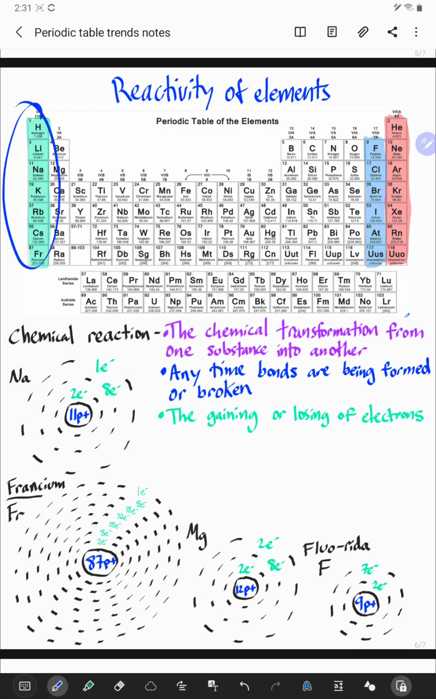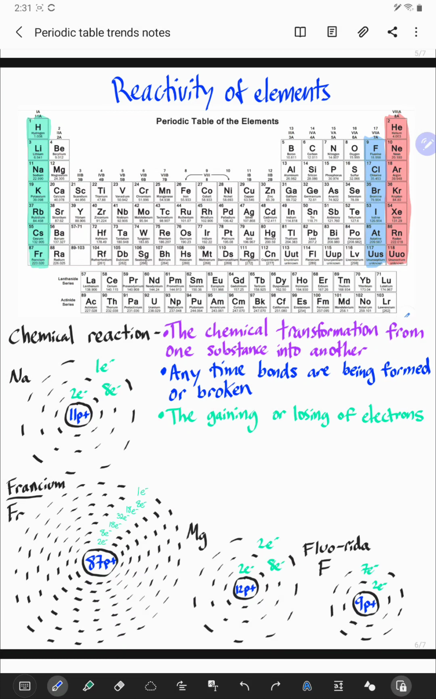These elements here on the left, they are also one away from getting 8 valence electrons, but instead of gaining an electron, they want to lose an electron. So sodium, for example, it has 1 electron in its valence shell. So the easiest way for it to get to 8 valence electrons is going to be to erase this valence shell. And now, voila, it has 8 valence electrons. So that's why these two columns are the most reactive columns on the periodic table.